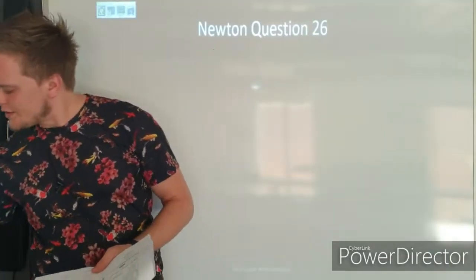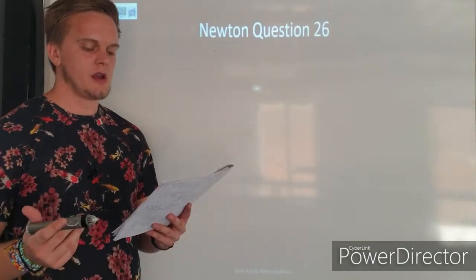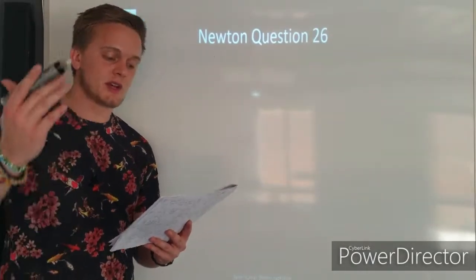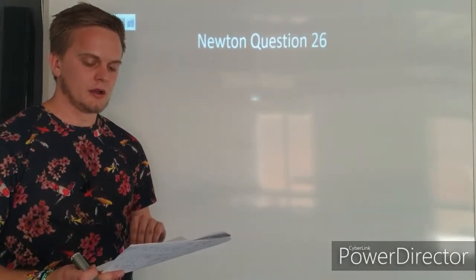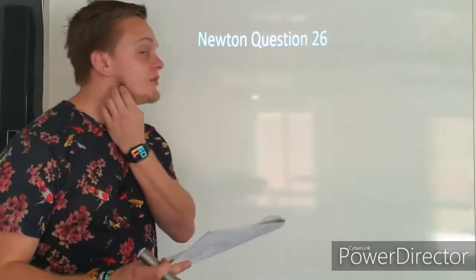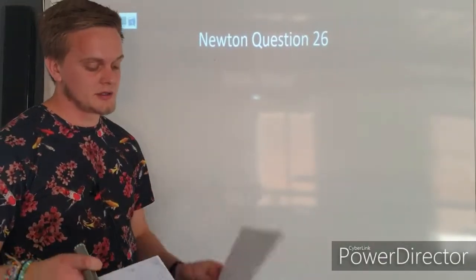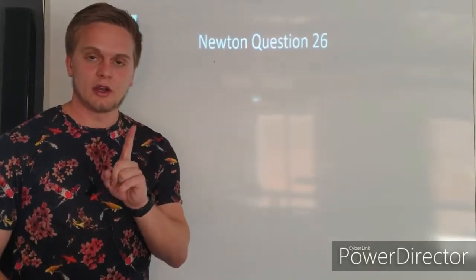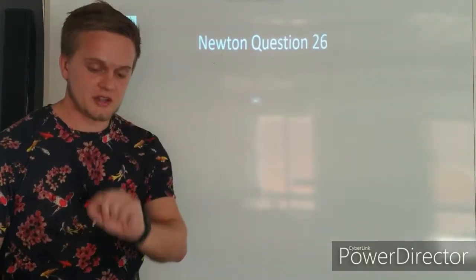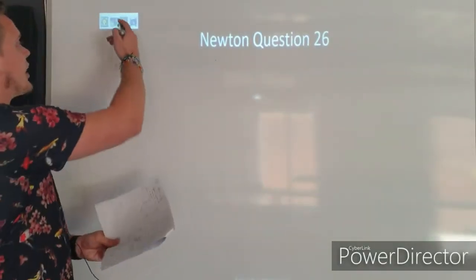26, they say a satellite orbits the earth at a height where the gravitational force is a quarter of the Earth's surface value. And if the Earth's radius is r, what is the height that the satellite is above the Earth? Okay, but not the Earth's center, the Earth's surface. So that's the important thing. Okay, so again, a lot of writing.